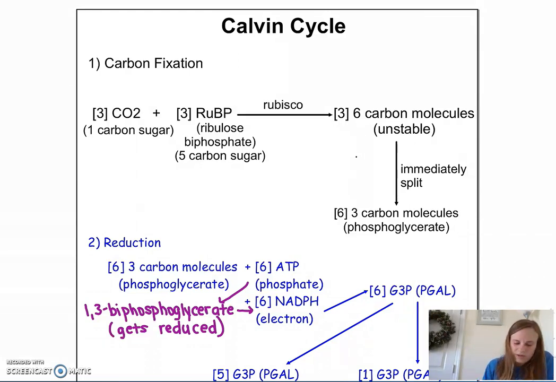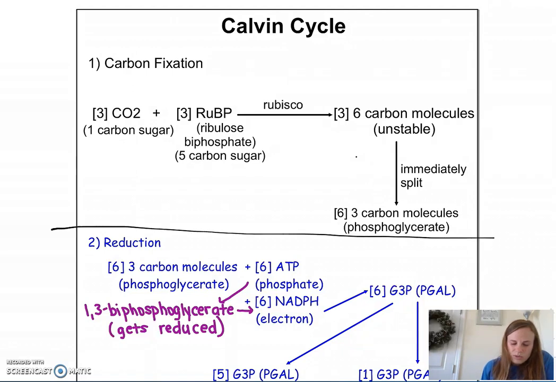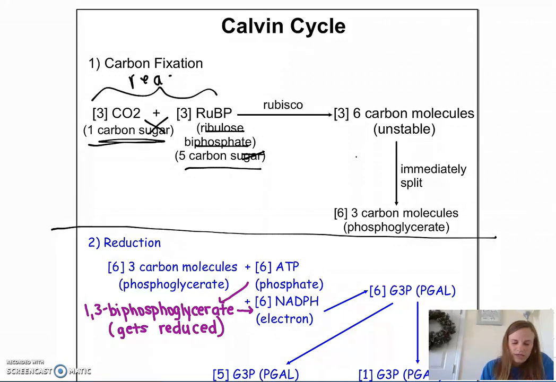Let's tackle carbon fixation first. So in carbon fixation, three one-carbon compounds, not necessarily sugar, because carbon dioxide is not sugar. But anyway, a one-carbon molecule joins with a five-carbon molecule, ribulose bisphosphate. These are the reactants during carbon fixation.